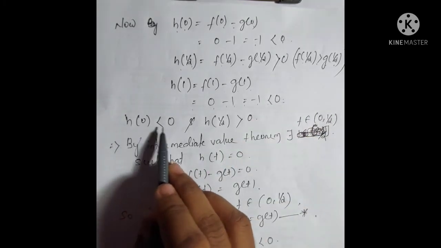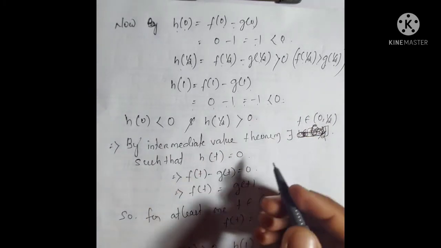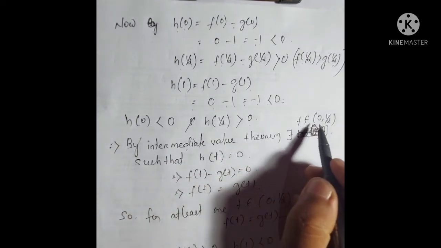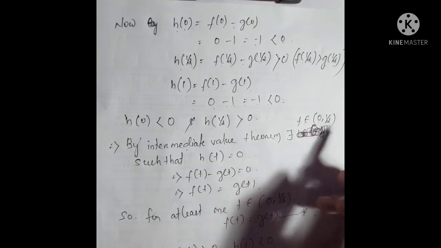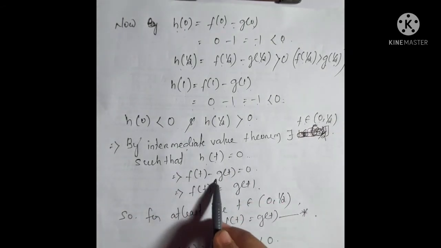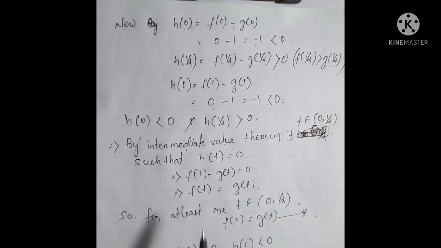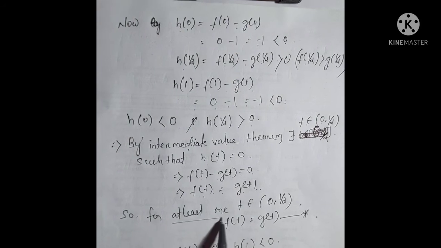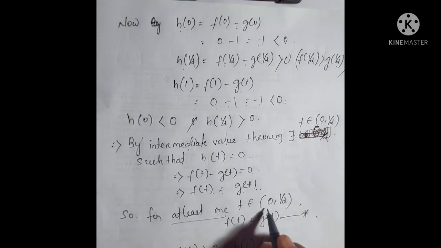Now h(0) < 0 and h(1/2) > 0, and by the intermediate value theorem there exists t in the open interval (0, 1/2) such that h(t) = 0. This implies that f(t) - g(t) = 0, so f(t) = g(t). So for at least one t in (0, 1/2), we have f(t) = g(t).